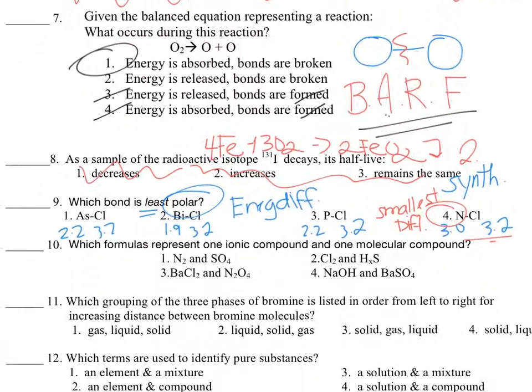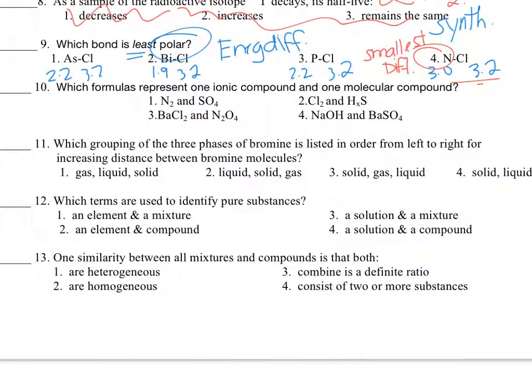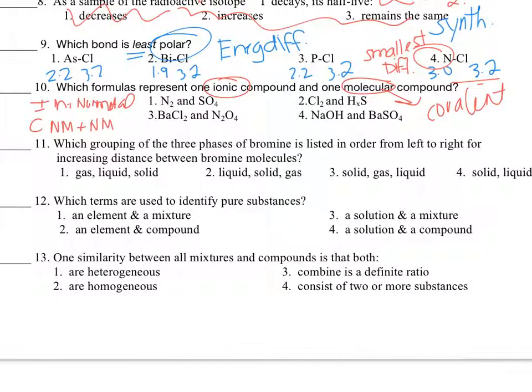Okay. All right. Which formulas represent one ionic compound and one molecular compound? You need to remember that molecular means covalent. Ionic is a metal and a non-metal, and a covalent compound is a non-metal and a non-metal. So in this case, we are looking for one of each of those things. If we scan through it, we are going to find that 3 is our answer.